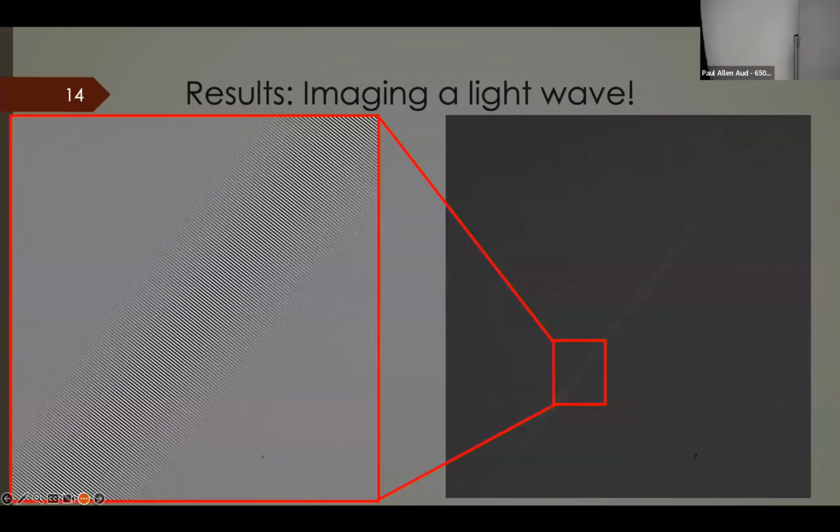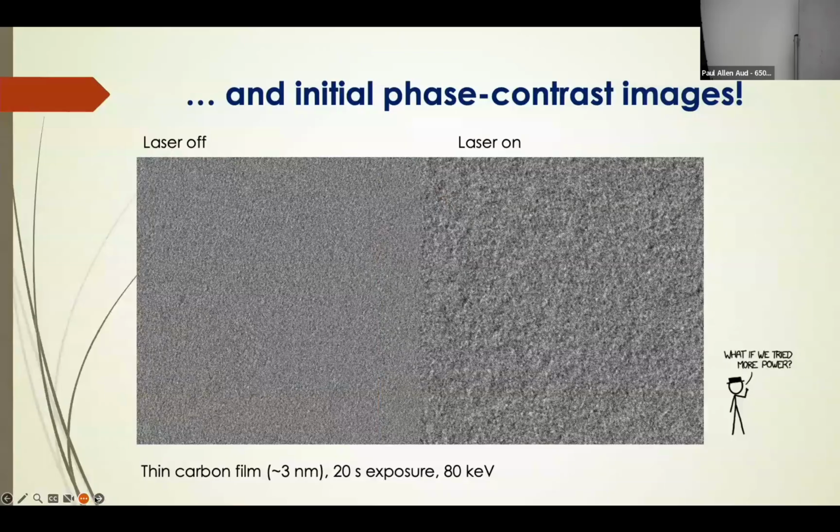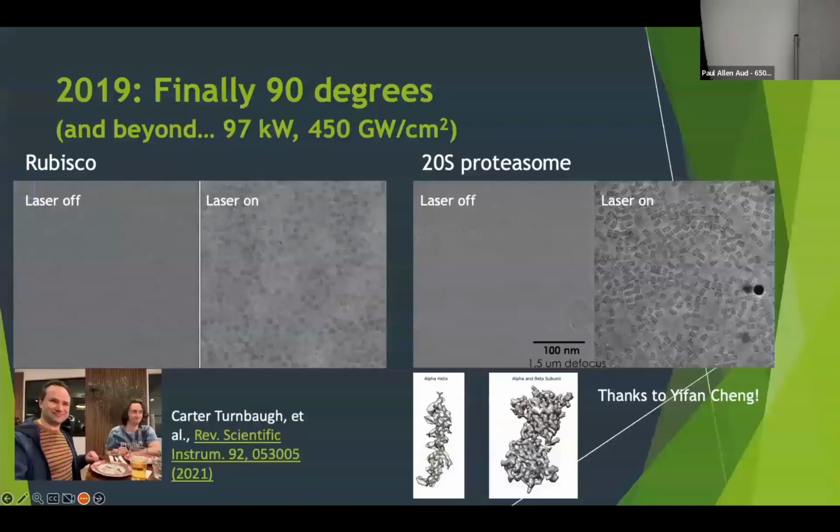And we were also able to get initial phase contrast images. So this is not a biological specimen, it's just a thin carbon film. And the phase shift in those days was much less than 90 degrees. So you see a contrast enhancement, but it's not very pronounced. So what if you use more power? And then in 2019, we finally got it up to 90 degrees and beyond.